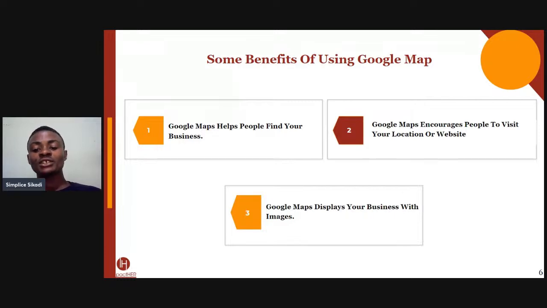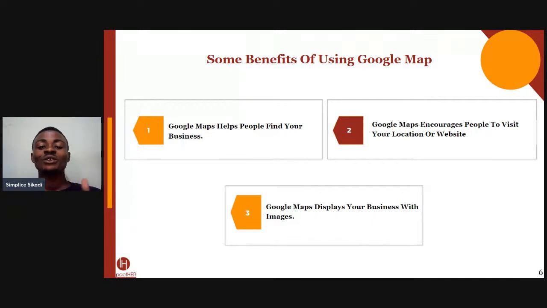Thirdly, Google Map displays your business with images. And this is very important, because if you have a Google My Business profile, usually that's the very first thing people will see when they type the name of your company on Google. So if your company is called, I don't know, PGC Consulting, and somebody types PGC Consulting on Google, that will be the very first thing the person is going to see.